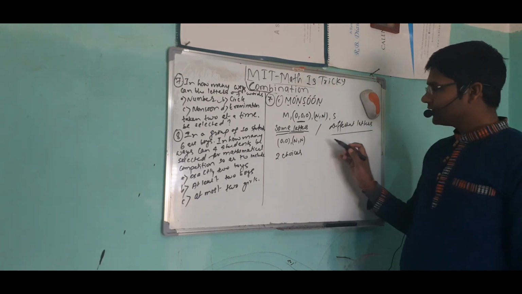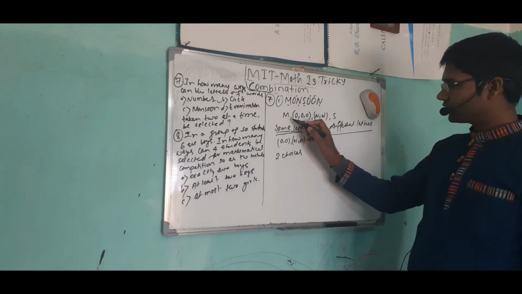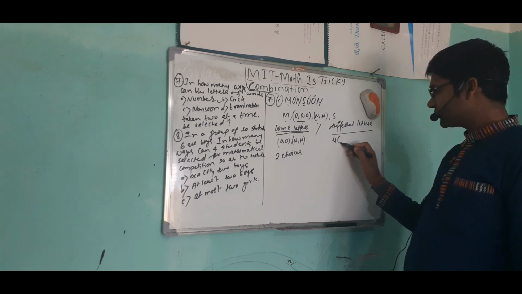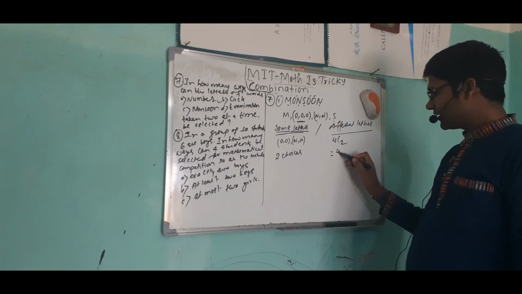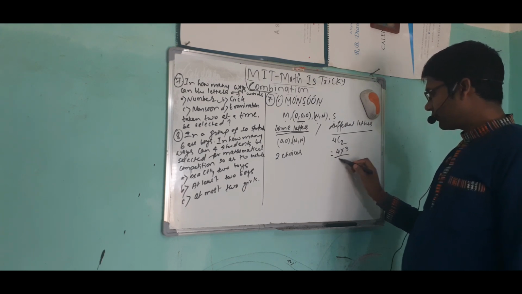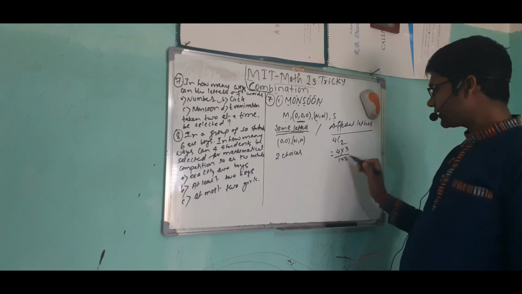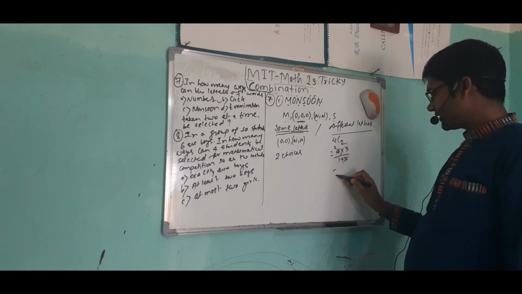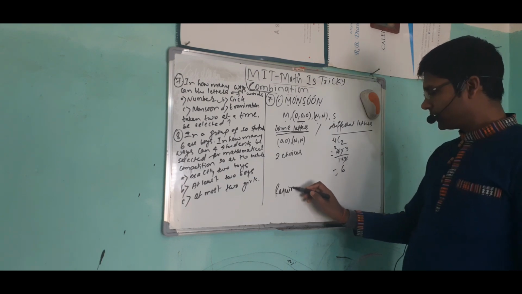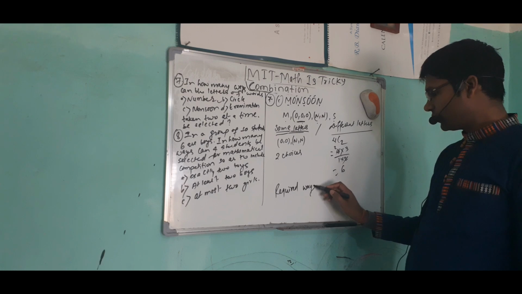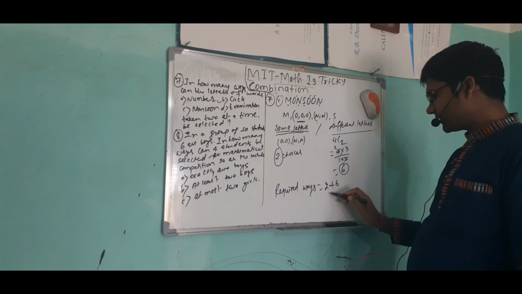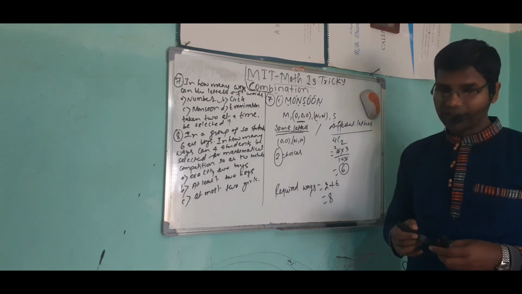Now for different, we just consider the same letters as one. So 1, 2, 3, 4. Out of 4 we can choose 2. This can be done in 4 into 3 by 1 into 2 ways. So the total ways will be 6. So the required number of ways equals 2 plus 6, which gives 8. That is our final answer.